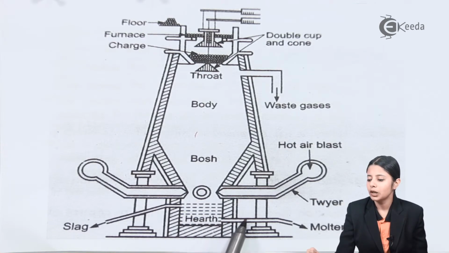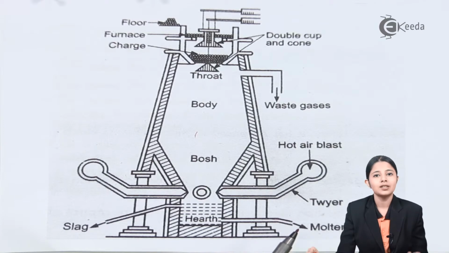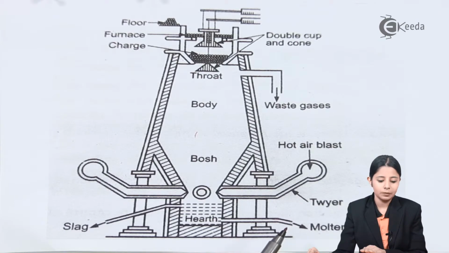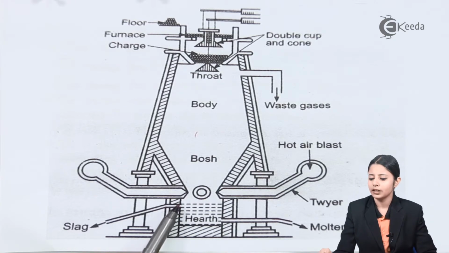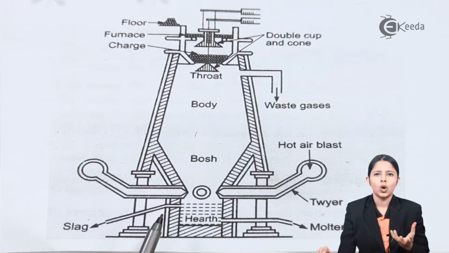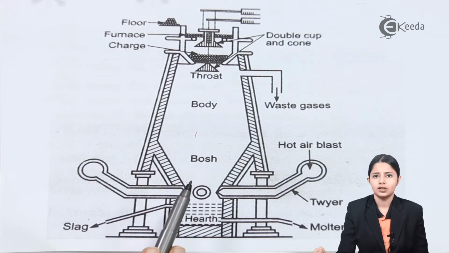The outlet which is below is for molten iron because it is heavy. It will settle down. It will be on the surface. Whereas the outlet which is over here at some height is for the slag. This entire slag will come out through this outlet, and the pig iron or the most pure form of iron that we will get after the entire process in the blast furnace will come out from below.